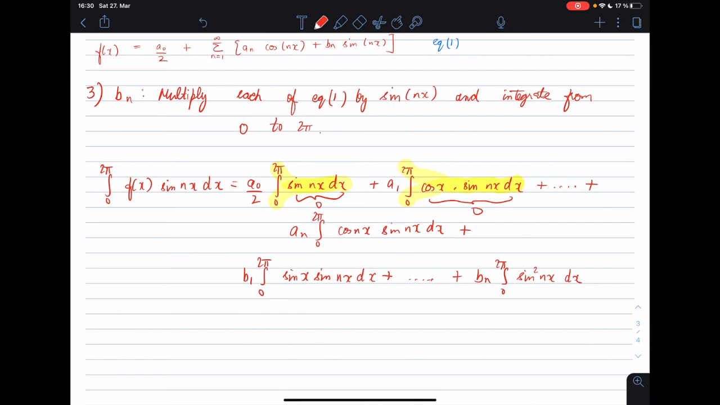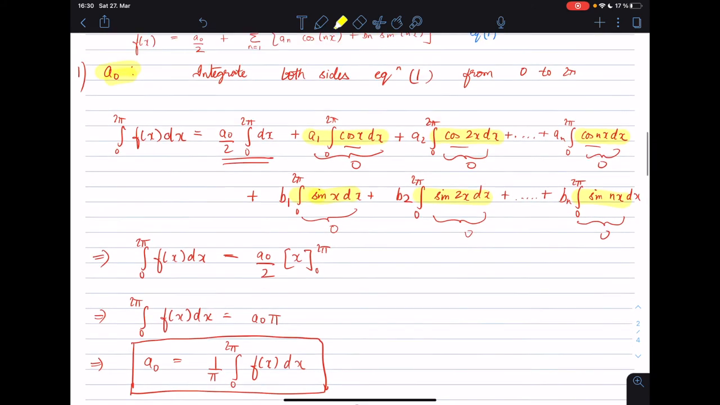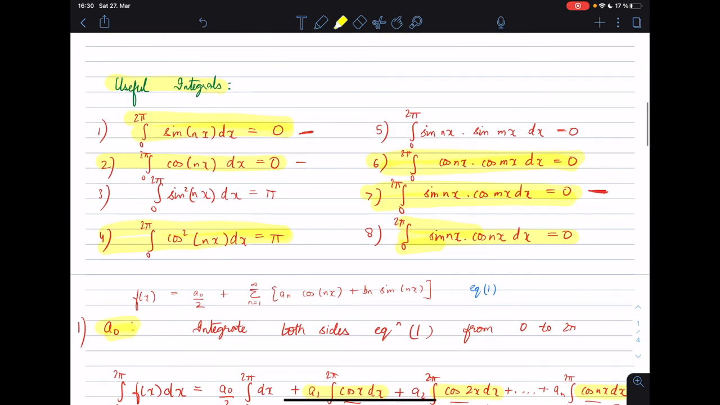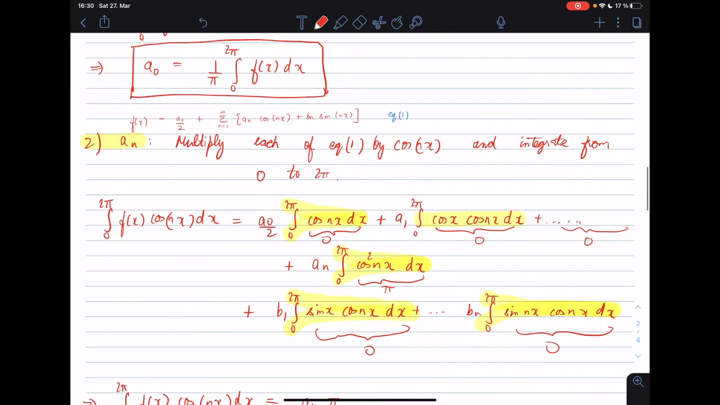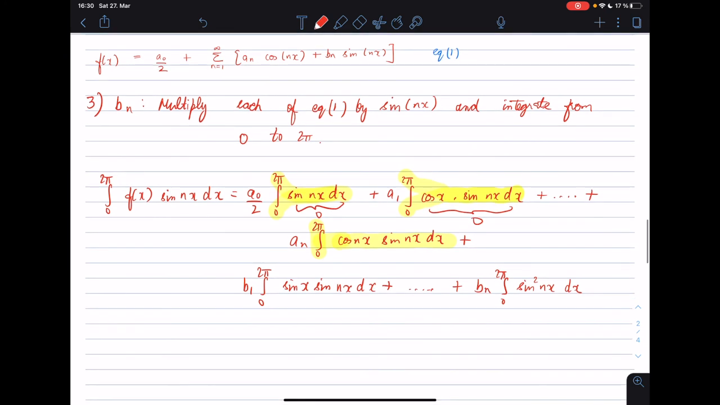And then finally we have cos of nx multiplied by sine of nx integrated over 0 to 2 pi. Again, if we look at our useful integral formula, we will see that this term is also equal to 0. So we will have 0 for all the terms corresponding to the cosine terms.